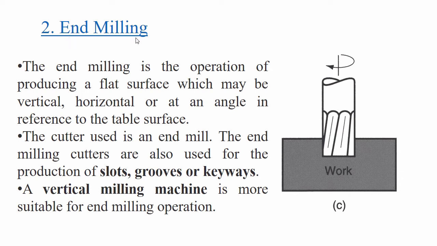Next one is end milling. Here the width of the tool is very small compared to the total width of the workpiece, and the rotation axis of the tool is vertical. That is why end milling is done on the vertical milling machine, and it is used for producing slots, grooves, or keyways on the products. This is about end milling.